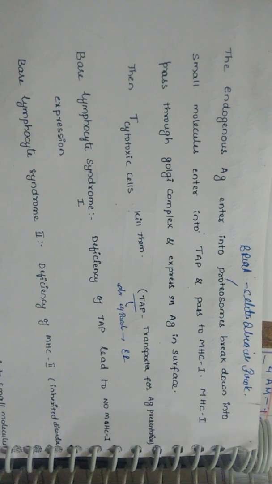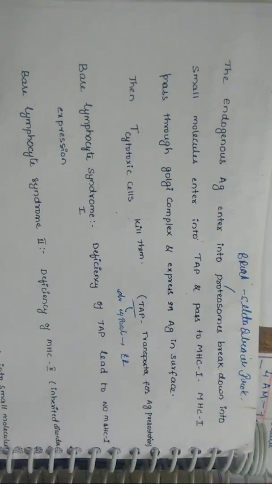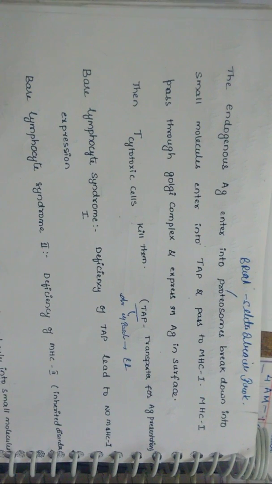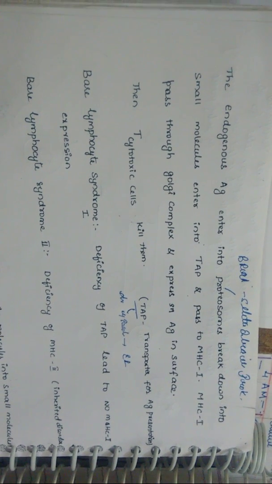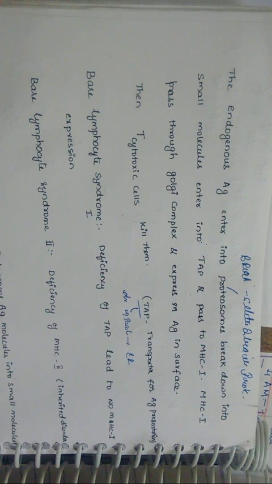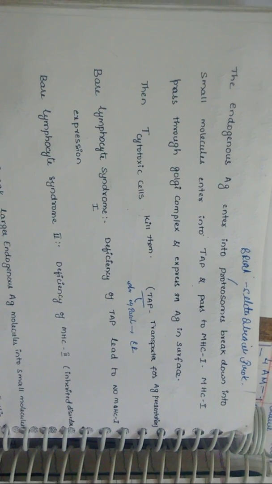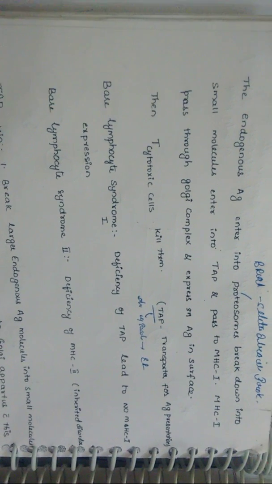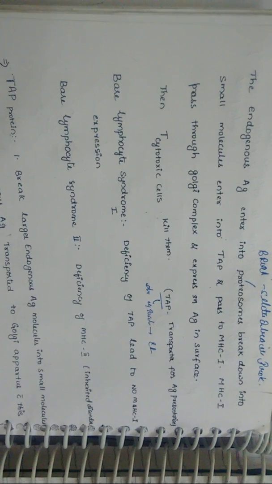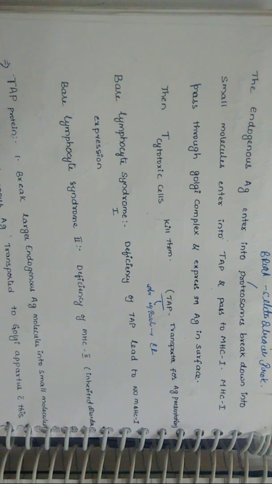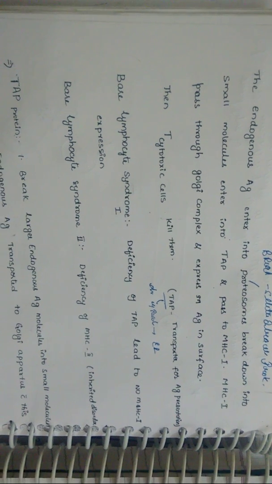The first thing written in our notes is: the endogenous antigen enters into proteosomes, breaks down into small molecules, enters into TAP and passes to MHC1, passes through the Golgi complex and appears on the cell surface. Then T cytotoxic cells kill them. Then what is TAP? It is the transporter for antigen presentation. Then you have syndromes, Bare lymphocyte syndrome 1 and Bare lymphocyte syndrome 2, and all these TAP proteins we have to understand.